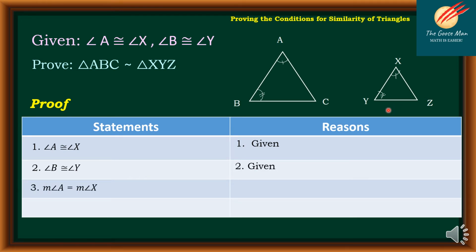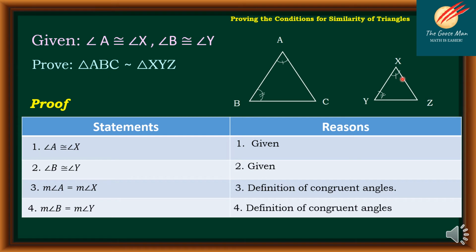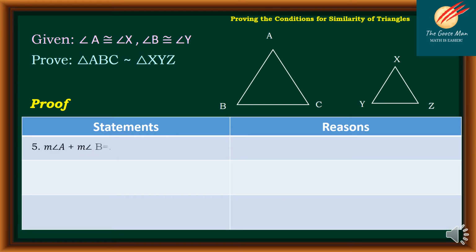For number 3, the measure of angle A is equal to the measure of angle X because of the definition of congruent angles. For number 4, the measure of angle B is equal to the measure of angle Y. Again, we use the definition of congruent angles for our reason. To continue, the measure of angle A plus the measure of angle B is equal to the measure of angle X plus the measure of angle Y. The reason is the addition property of equality. In fact, we add statements number 3 and number 4.